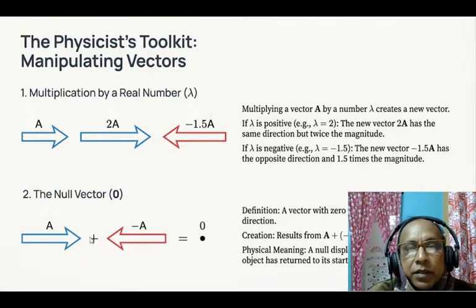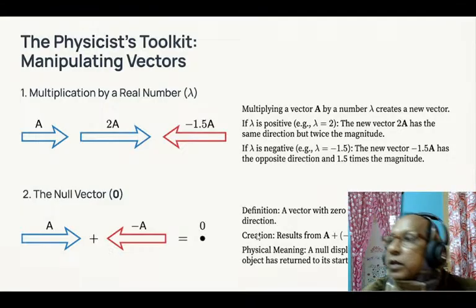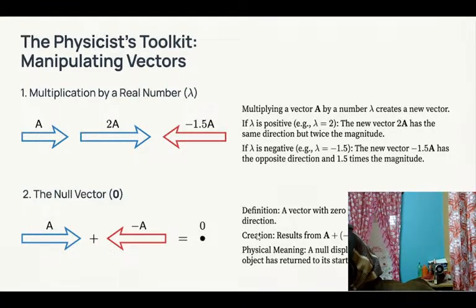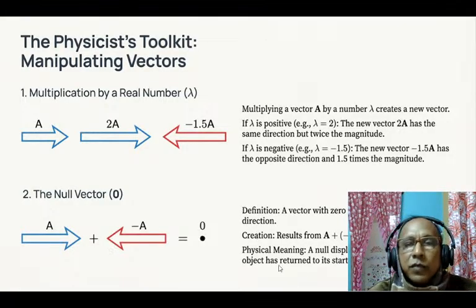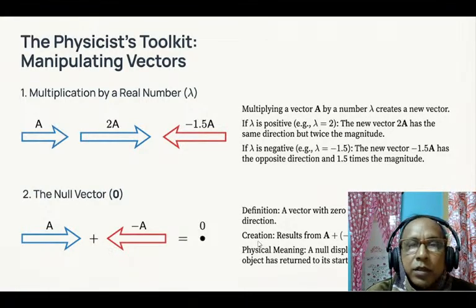You see here, this is a vector with zero magnitude and an unspecified direction. No direction, unspecified. This is known as the zero vector. A vector with zero magnitude and an unspecified direction results from a plus minus a equal to 0, or 0 times a equal to 0.